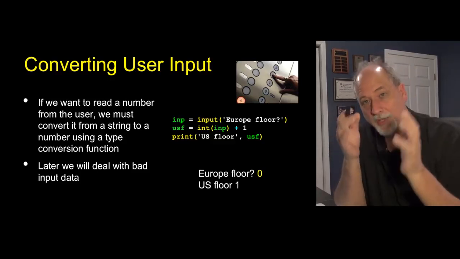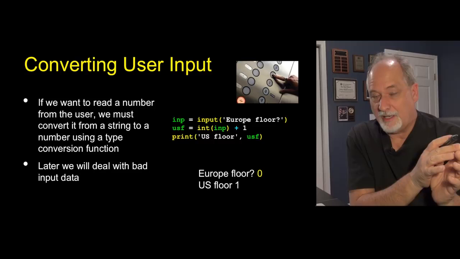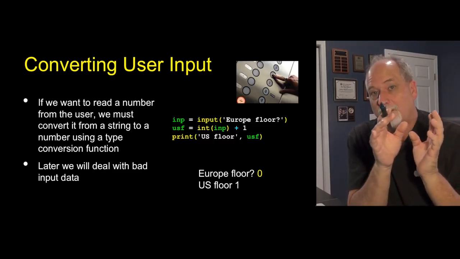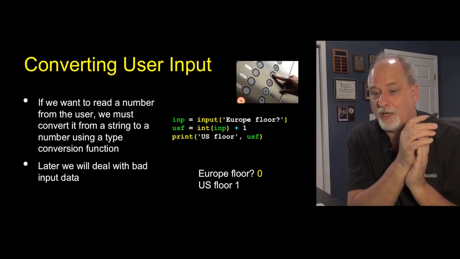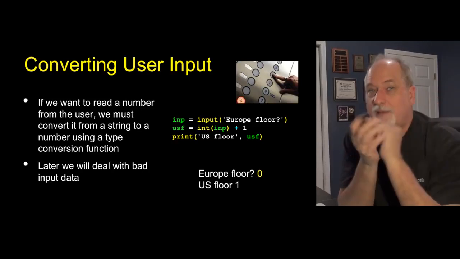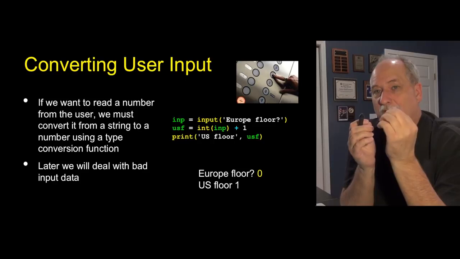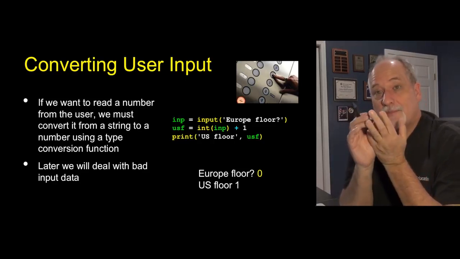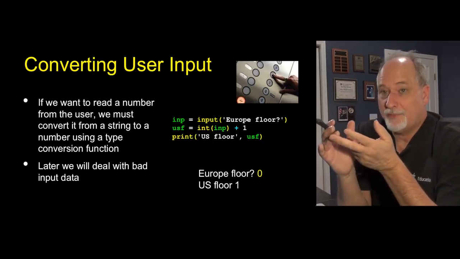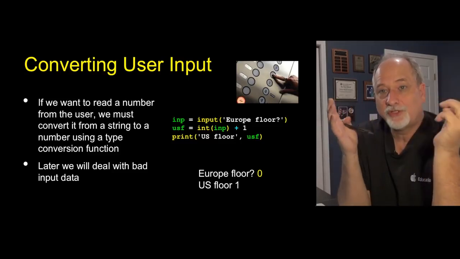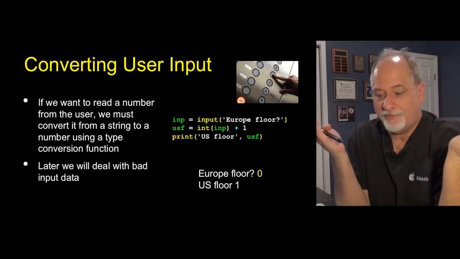And so we have to read the floor that we are in Europe, and then we're going to convert it to a US floor, and then we're going to print it out. This is very silly, but it is a pure essential program that has input, does some kind of task on that input, and then produces some output, which is useful for some value of useful.